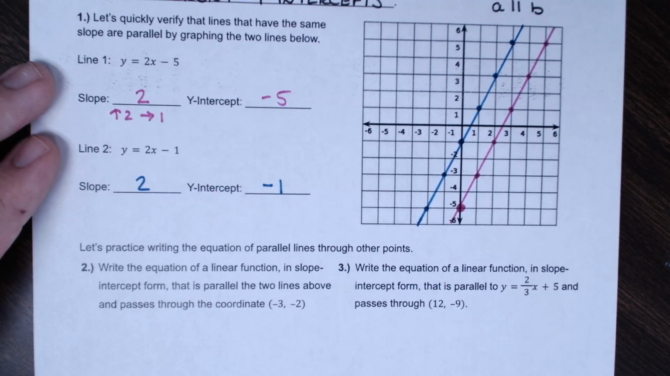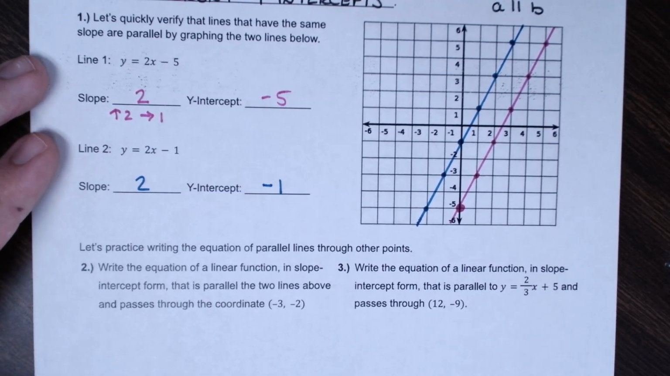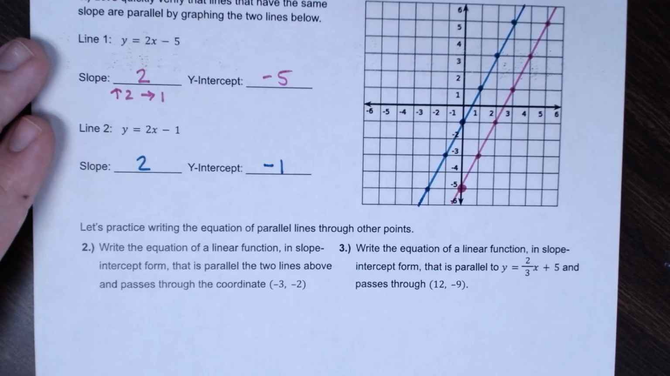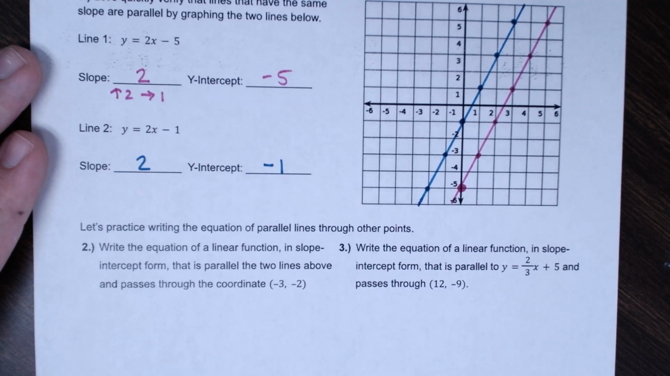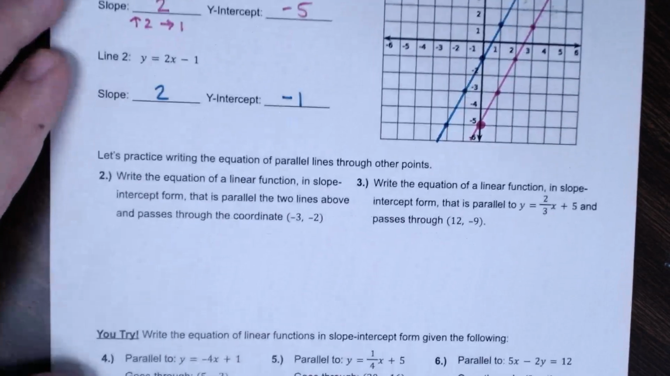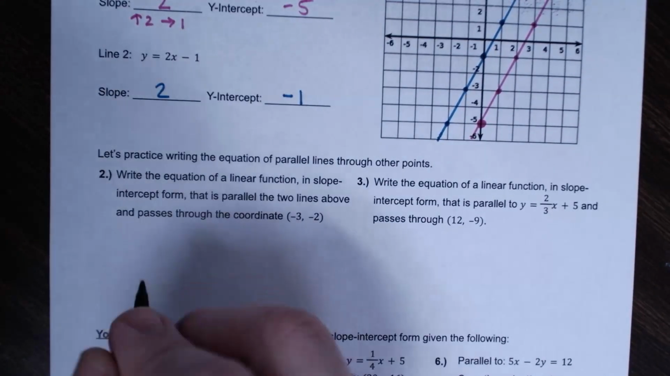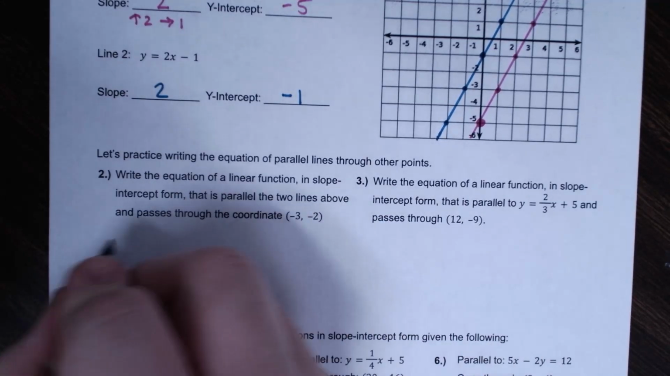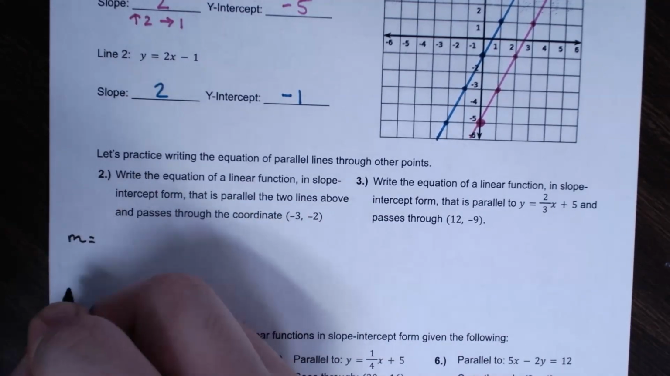So, what we've got now, instead of just given two lines and proving they're parallel, it says write the equation of a linear function in slope-intercept form that is parallel to the two lines above and passes through the coordinate -3, -2. Okay. We're going to need to use the point slope form. So that means we need a slope and a point.